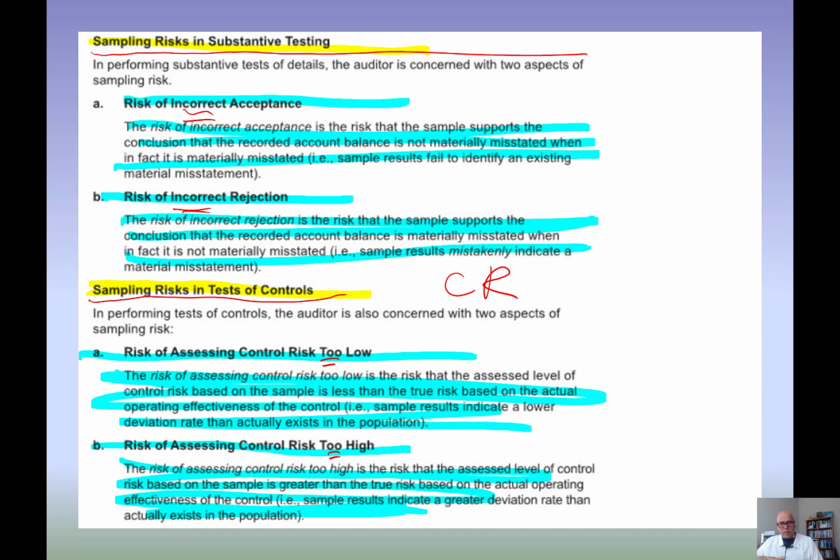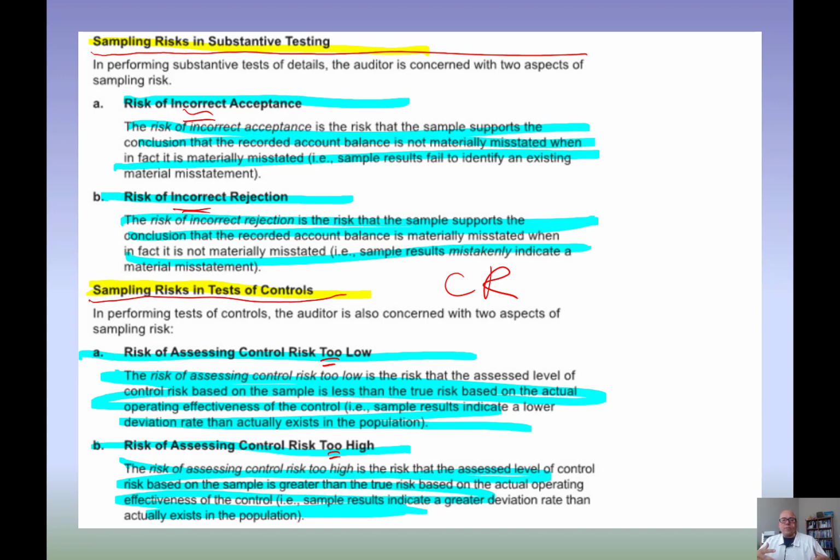But let's just look at it here because I think it gives us more of a feel for what we're looking for here. So we have sampling risk in our substantive testing. We have incorrect acceptance, incorrect rejection. Now I underscored the word incorrect here because this is a mistake. We are incorrect, right? You get something wrong on an exam, you made a mistake, they call that incorrect. So this is a mistake. This is incorrect acceptance, incorrect rejection that the auditor makes based on the sample. Okay, so incorrect acceptance, what happens here?